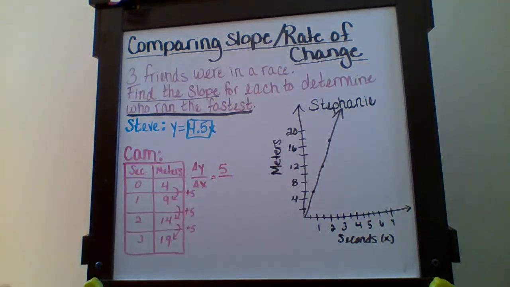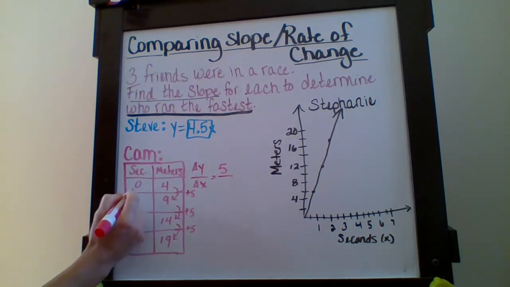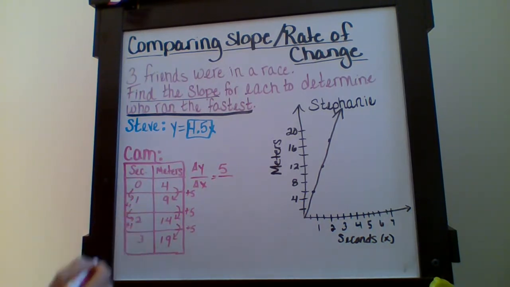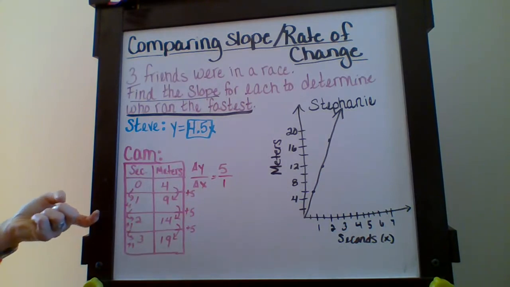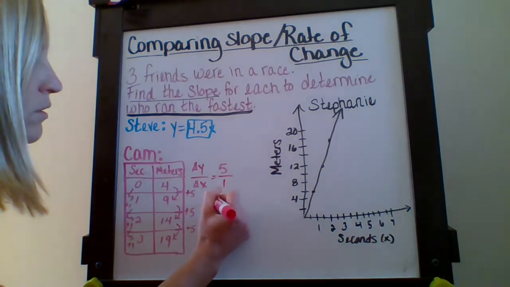Now we want to go over here to our x values, our seconds, and find out how that's changing. 0 to 1, I added 1. 1 to 2, I added 1. 2 to 3, I added 1. So my change in x is a 1. So we can say that Cam's rate of change or slope is 5.